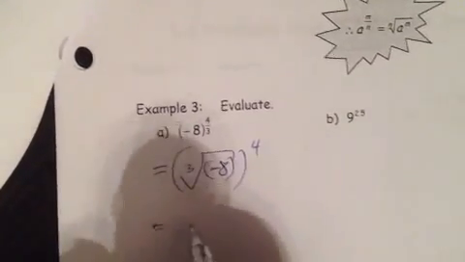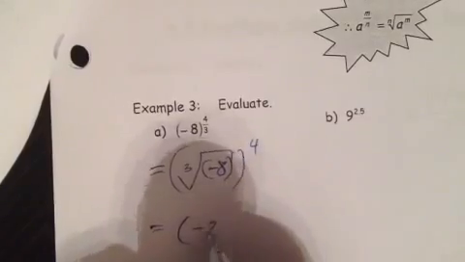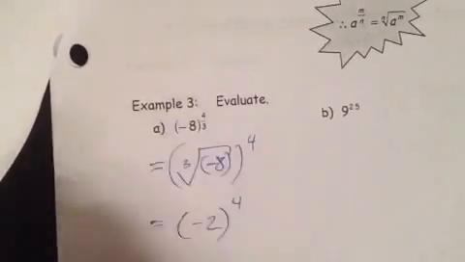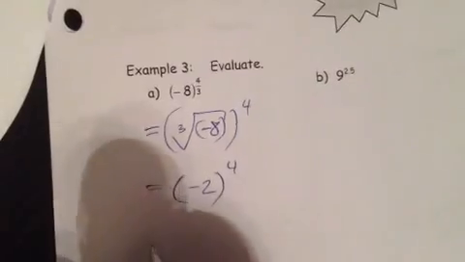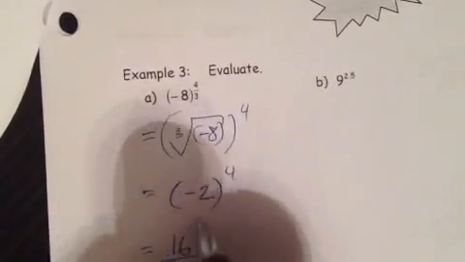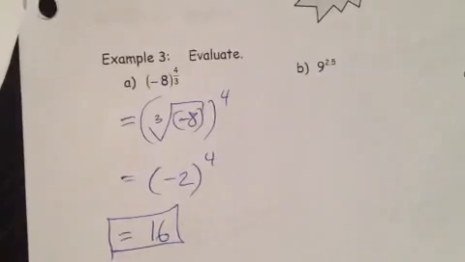So continuing this, the third root of negative 8 is negative 2, because negative 2 times negative 2 times negative 2 is negative 8, all to the power of 4. And negative 2 to the power of 4 is positive 16. So the answer to that one is positive 16.